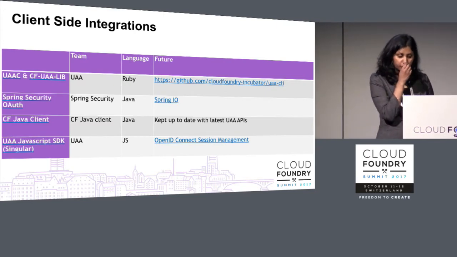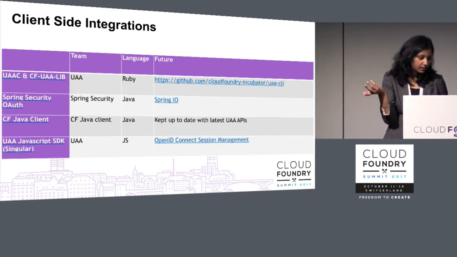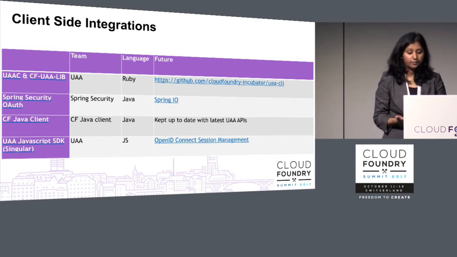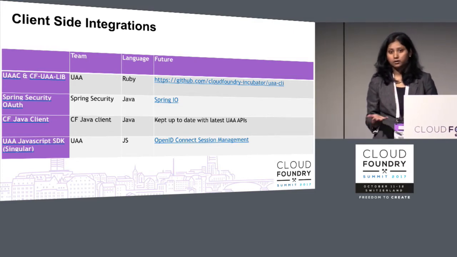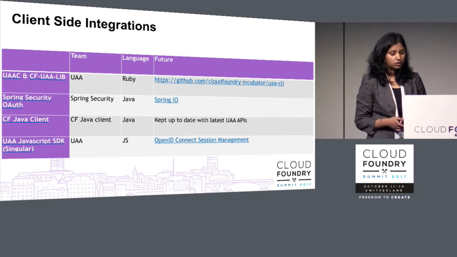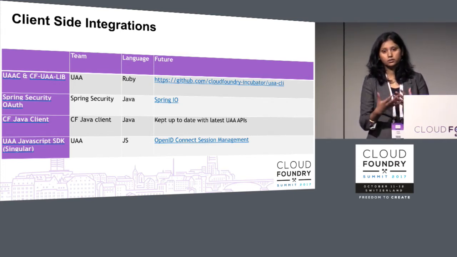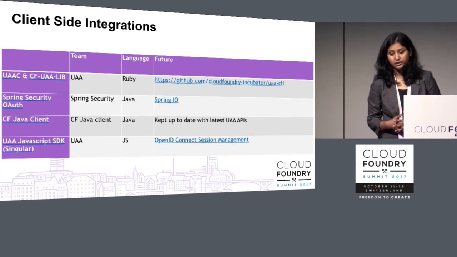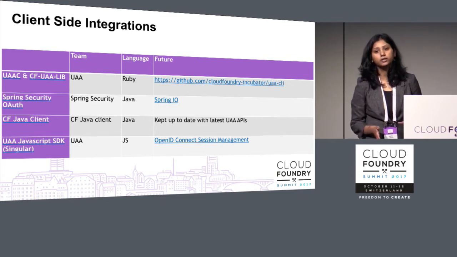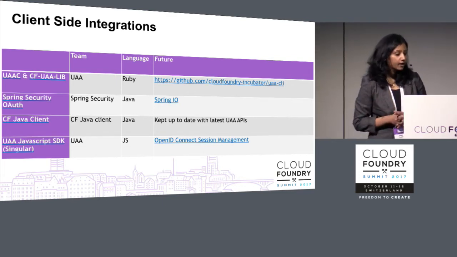Client-side integrations for UAA. You all are aware of this. We have UAAC, which is a Ruby gem, and it is backed by a library, the CF UAA lib. We do have plans to rewrite this in Go. So we've started a project in incubation called the UAA CLI. It's a command line interface written in Go. And we have plans to have the MVP cover at least all the functionality that UAAC provides.